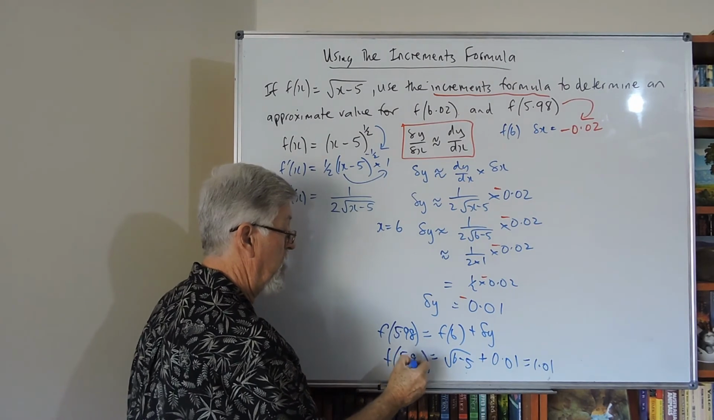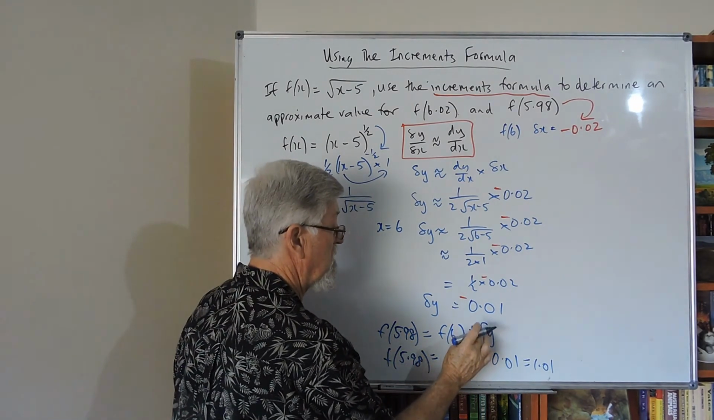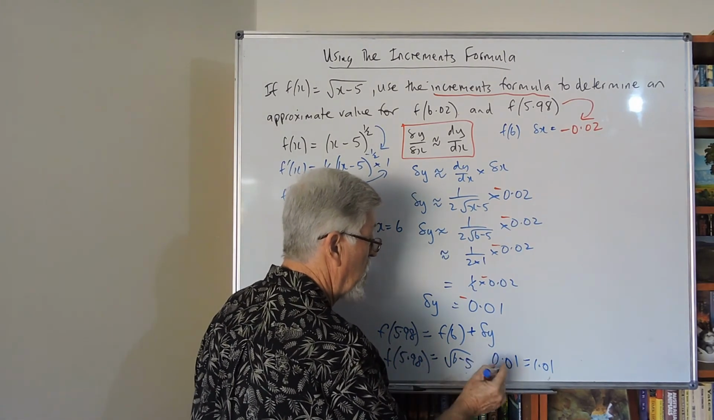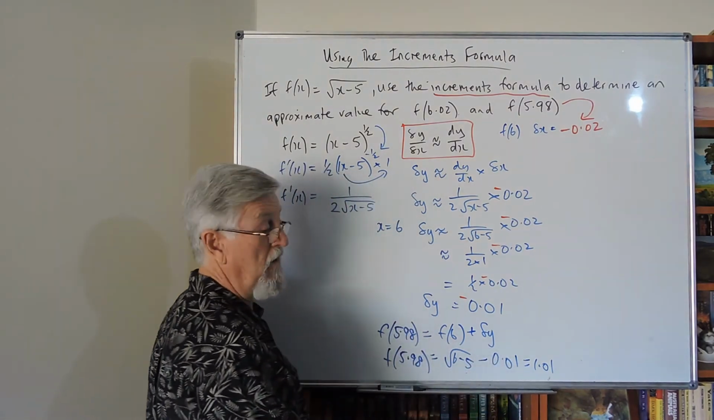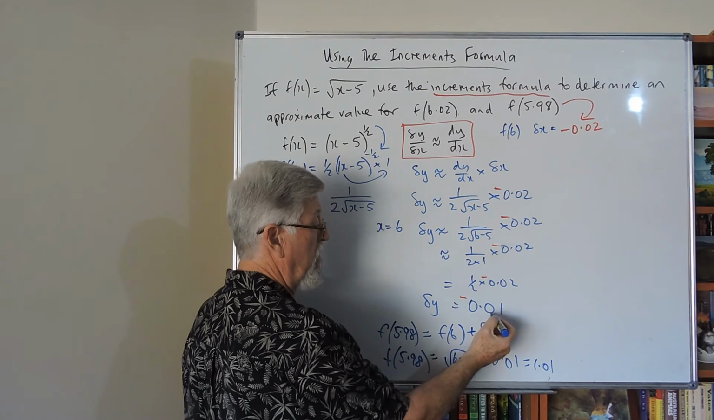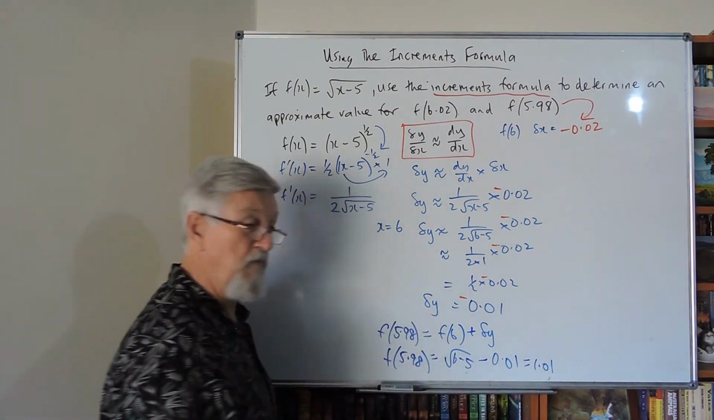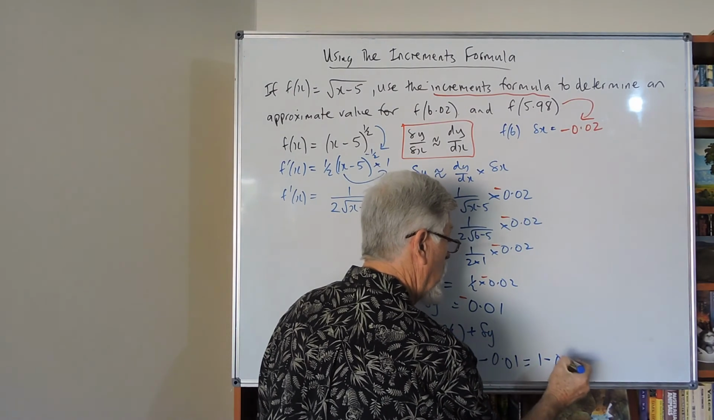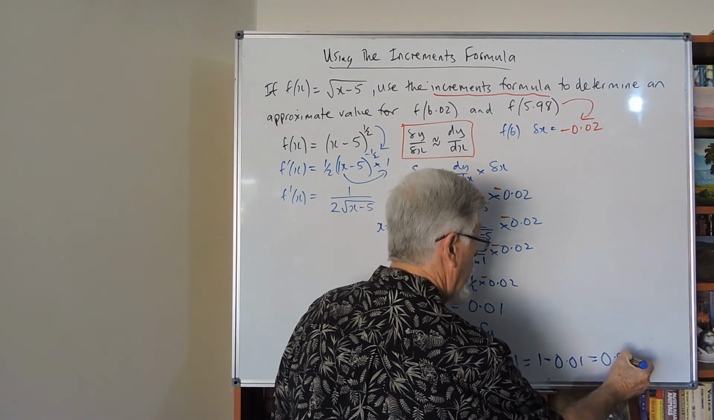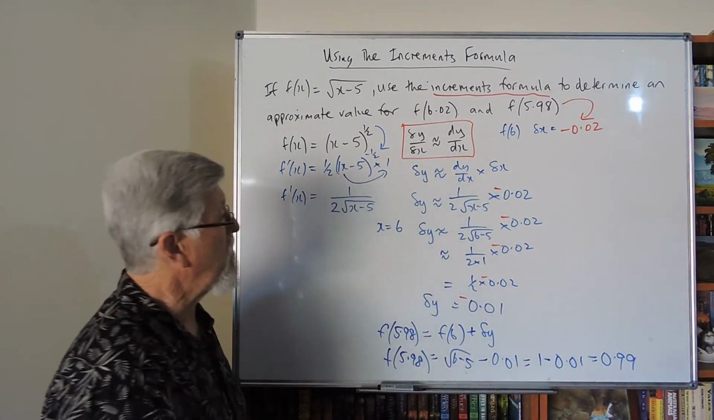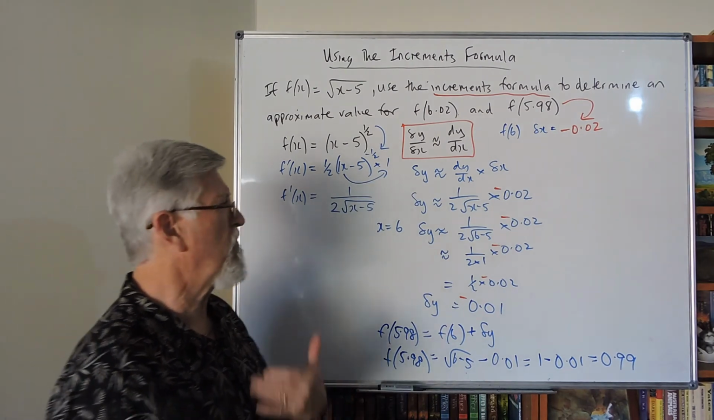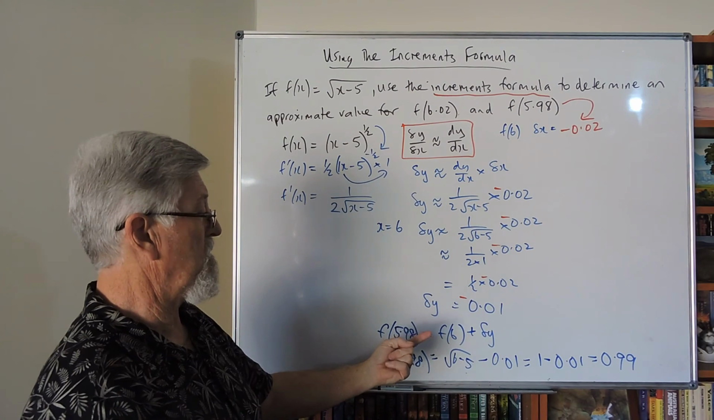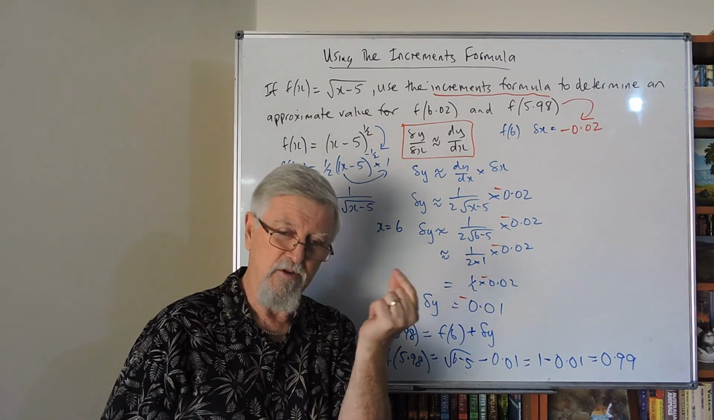And what have we got? The function is f of 6 plus that. Let's have a look what it is. So instead of adding it this time, we are subtracting it. So we've got the negative of 0.01, in other words, just below what we had before. So we've got 1 minus 0.01, and we've got 0.99. So there we have, using the increment formula, the small change formula, to approximate values of a function with a small amount of change. Thanks.